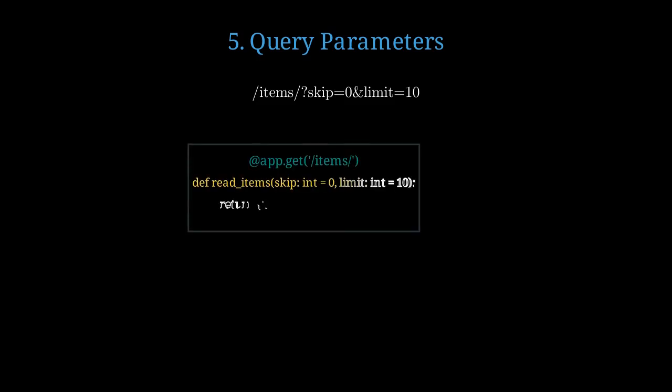Query parameters are the optional parameters that appear after the question mark in URLs. For example, skip=0 and limit=10 are query parameters. Function parameters with default values automatically become optional query parameters.